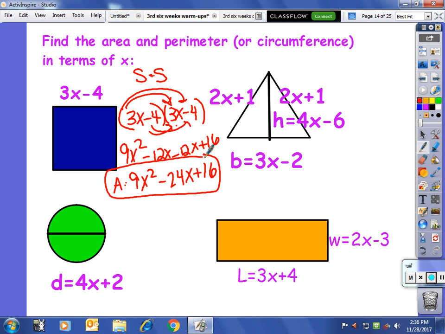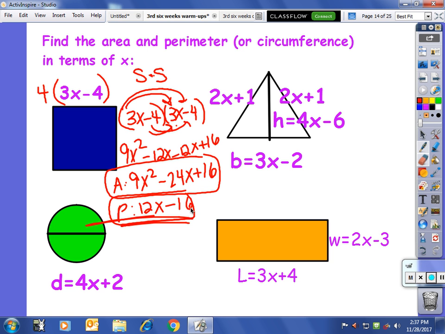That's the area. Perimeter isn't as complicated. All you got to do is add all four sides, and they're all exactly the same on a square. Or take one side and multiply it by 4. So the perimeter here would be 12x minus 16. So check your answers. All right, number 2, let's move on to the circle.